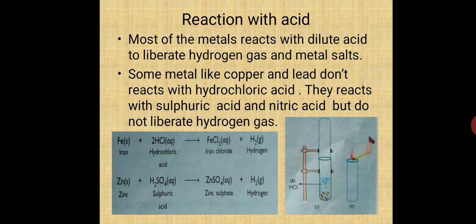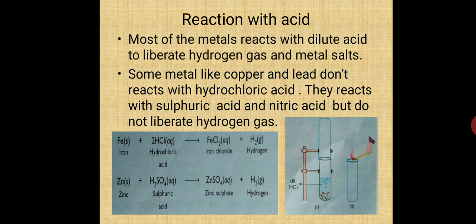See in the first reaction, Fe. Fe is the symbol of iron. Fe means ferrous. When iron is treated with hydrochloric acid, HCl, it gives ferrous chloride. See, it is a salt. As well as what is formed? Hydrogen gas is formed. So when a metal reacts with acid, hydrogen gas is liberated, but not in all the cases.